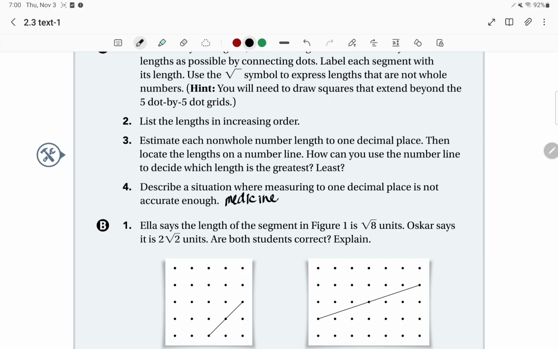Engineering too is when you're building structures. Accuracy is hugely important.